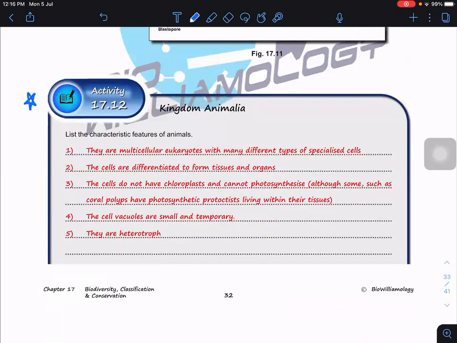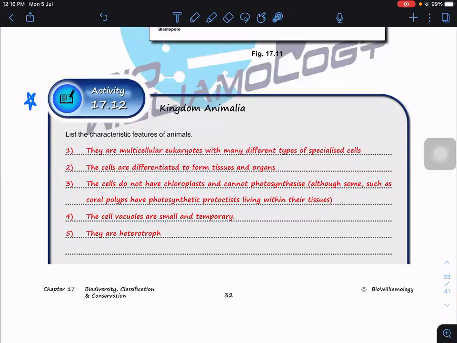Okay, what are the characteristic features of animals? First, we are multicellular eukaryotes, with many different types of specialized cells. This is very important, because you can see in multicellular organisms, even the very primitive ones also show some form of specialization. The cells are differentiated to form tissues and organs, at least tissues and organs. Then we can develop some more advanced ones, like humans, certain chordates. You can see that we form even organ systems.